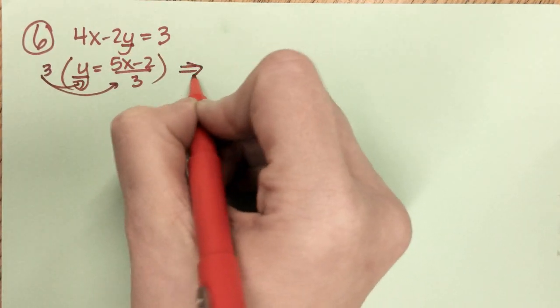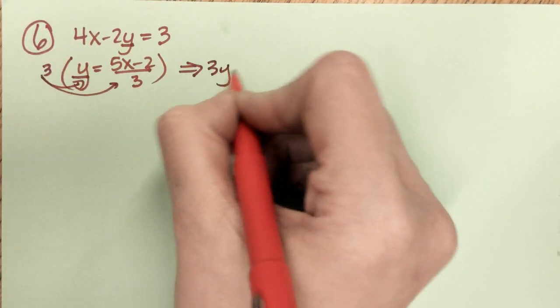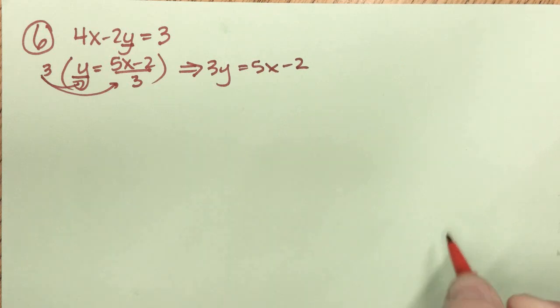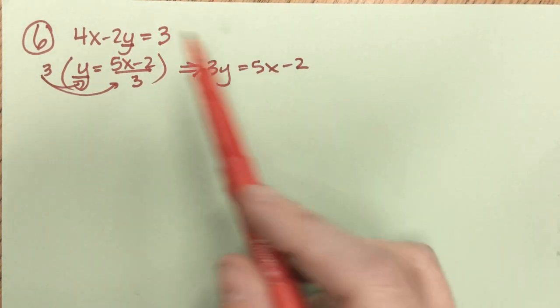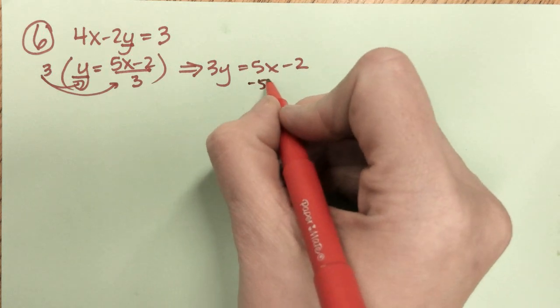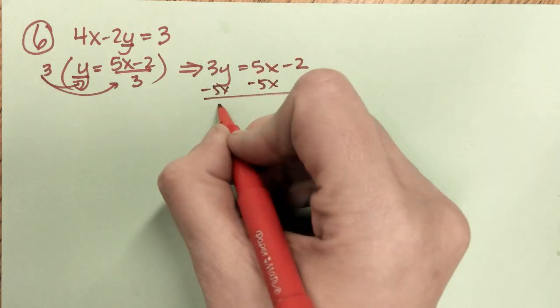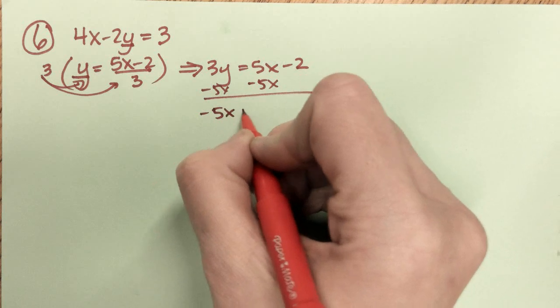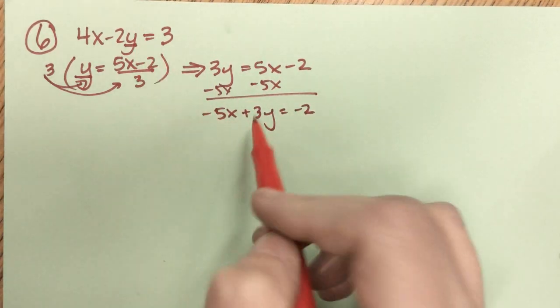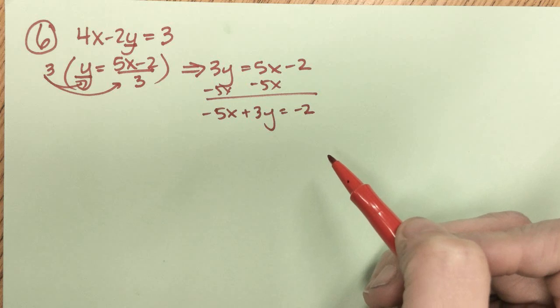Okay. 3 times y is 3y. 3 times all of this gets rid of that. Now, am I really close to being in standard form? Yeah, I am. If I subtract 5x from both sides, I have negative 5x plus 3y equals negative 2. And now I've got two equations in standard form.